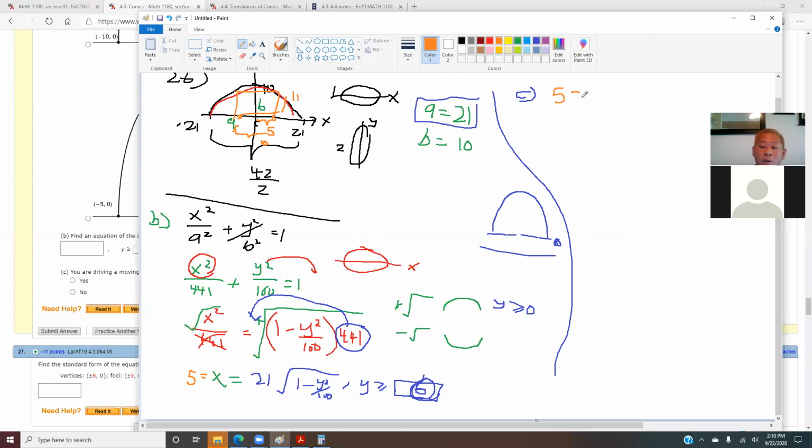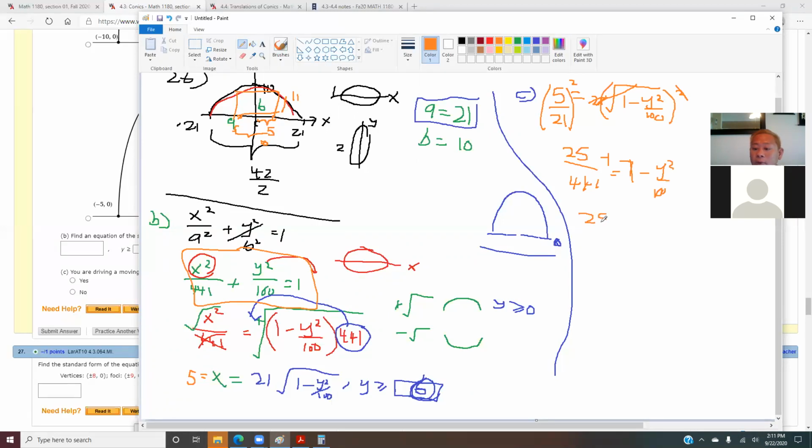So 5 equals 21 square root of 1 minus y squared over 100. So you figure this one out. I'm going to divide by 21 to get rid of it. And then because of the square root, I will square both sides so that this is gone. So I got 25 over 441 equals 1 minus y squared over 100. Or you actually can plug it into this equation, it's even quicker. And then I will subtract 1.